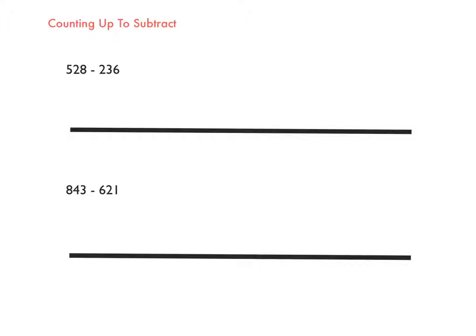We are going to talk about counting up to subtract, or finding the difference between two numbers. With this strategy of finding the difference between two numbers, we're going to start with the smaller number. We're going to use this number line to help us. At the front of the number line, I'm going to put the smaller number, 236. Now, we're going to try to count up to 528. We're going to count up using easy numbers that are easy to work with.